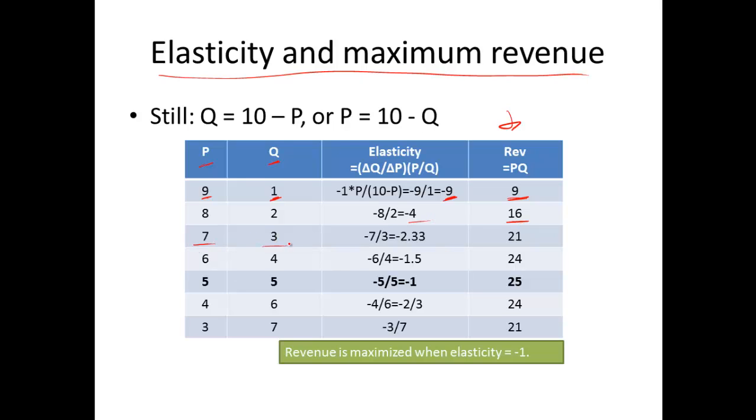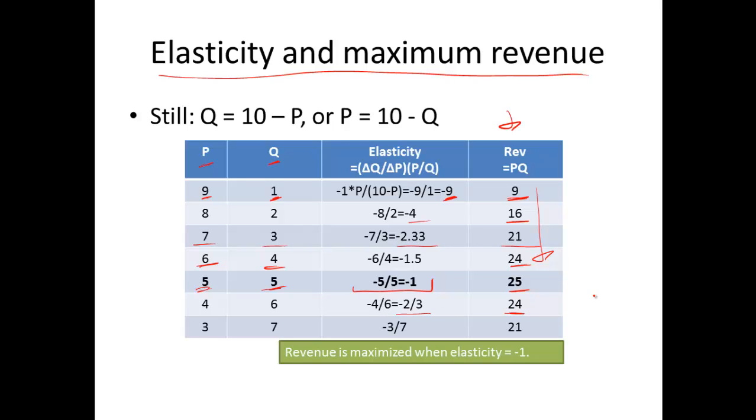When the price is 7 and the quantity is 3, the revenue is 21, and the elasticity is minus 2 1/3. When the price is 6, quantity is 4, revenue is 24. Notice that so far revenue has been rising: 9, 16, 21, 24. When we get to 5 and 5, revenue actually reaches the highest we've seen it. It's 25, and the elasticity equals minus 1. Let's keep going. When the price is 4 and the quantity is 6, the elasticity is minus 2/3 and the revenue is 24. Well, revenue is falling now.